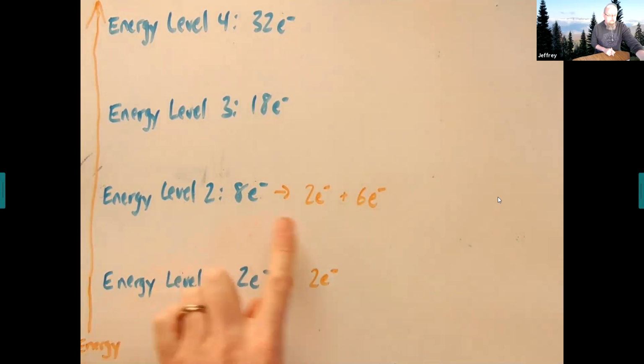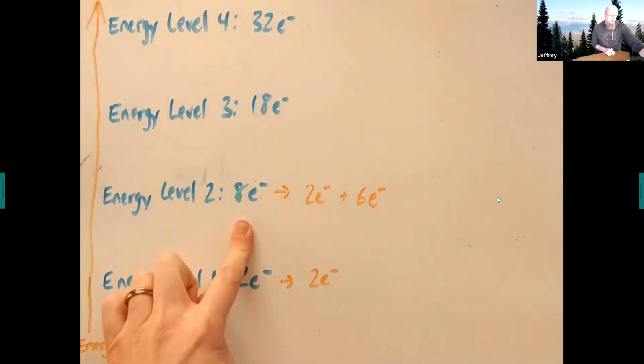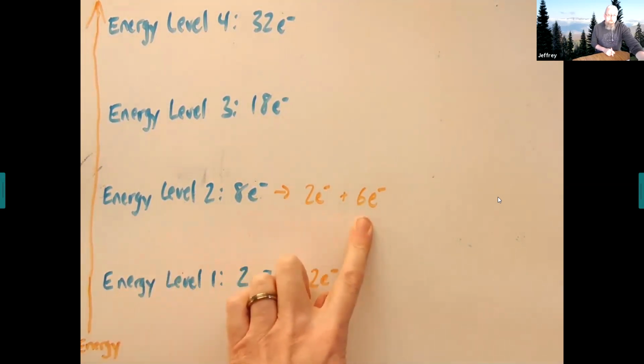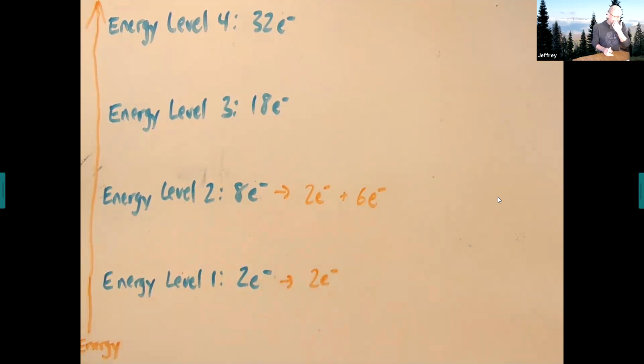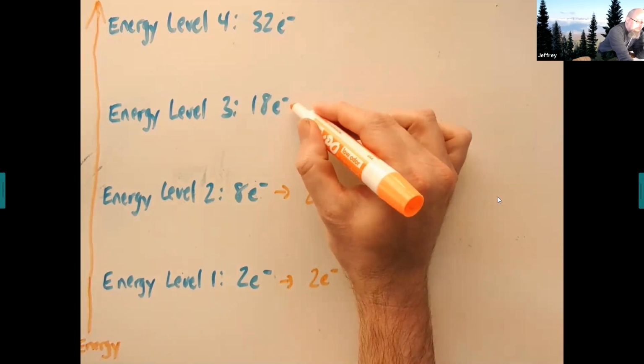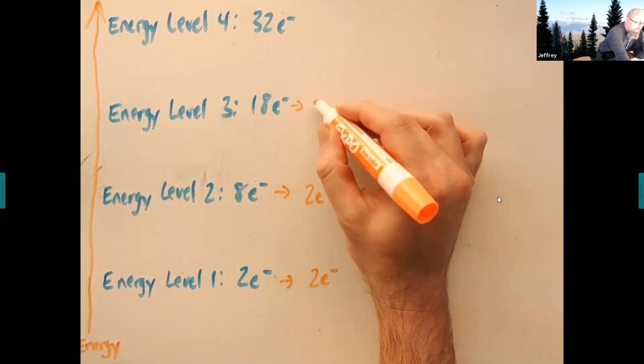So through energy level 2, Bohr was close, right? These are very similar in energy, but not exactly the same. But still, he had a general approximation that worked okay. It's in energy level 3 that things really start to break down here. Right, so this 18 electrons is actually divided into 3 groups.